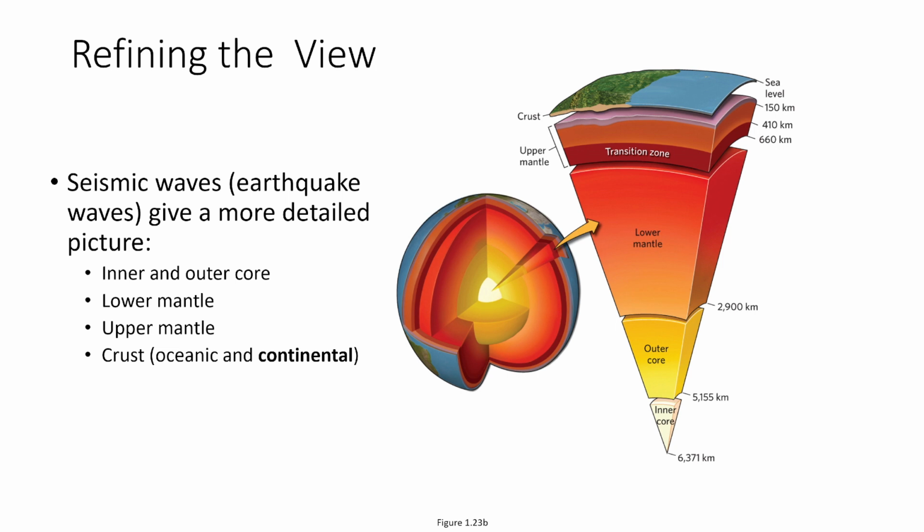Finally, we'll refine the view of the interior structure of the Earth, where we have the mantle divided into portions and the core divided into an outer and inner core. The way that we know that there are these divisions is through seismic waves or earthquake waves, which are able to pass through some layers of Earth and not through others. And that ends lecture 2A.